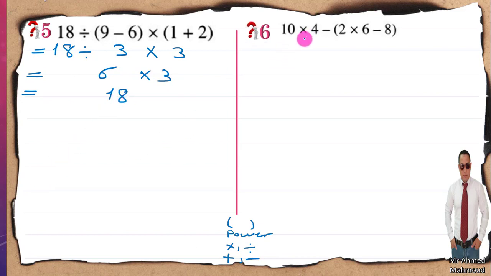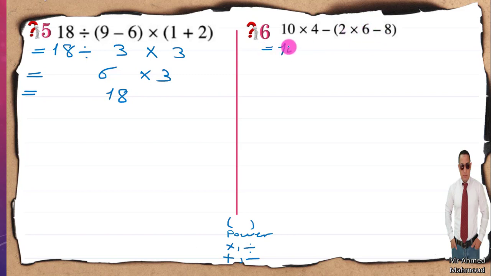10 times 4 minus, open bracket, 2 times 6 minus 8. First, I'm going to evaluate the brackets. But inside the brackets, we have 2 different operations. So, inside the brackets, times and minus. Which one is first? Times or minus? Yes, the times is first. So, I'm going to start with 2 times 6.